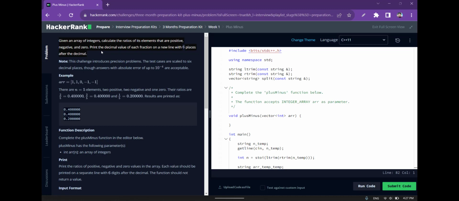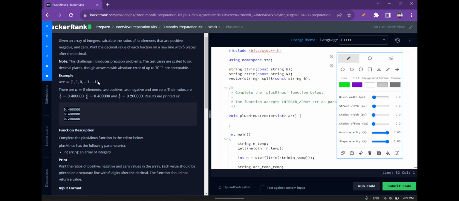So basically what it is saying is that an array will be given to us which will contain positive numbers, negative numbers and zeros, and we need to find the ratio of numbers which are positive, the ratio of the numbers which are negative, and also the ratio of the numbers which are 0.